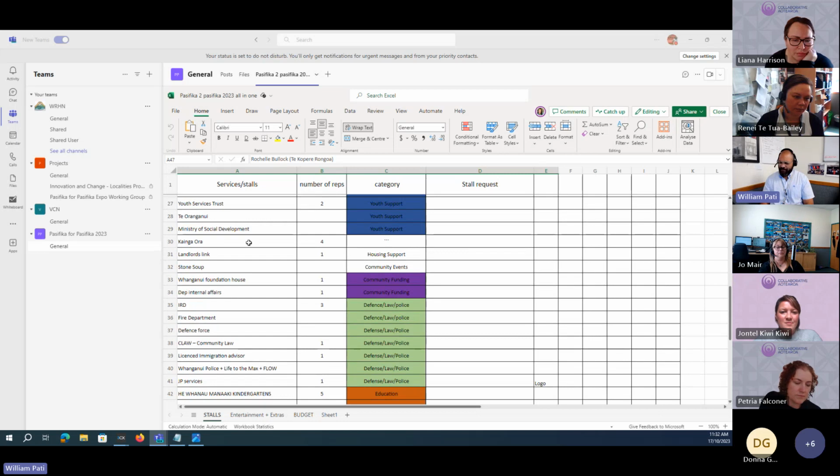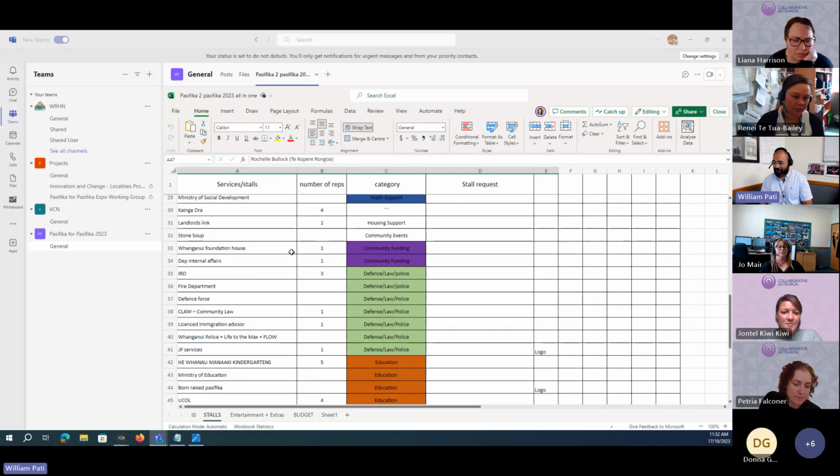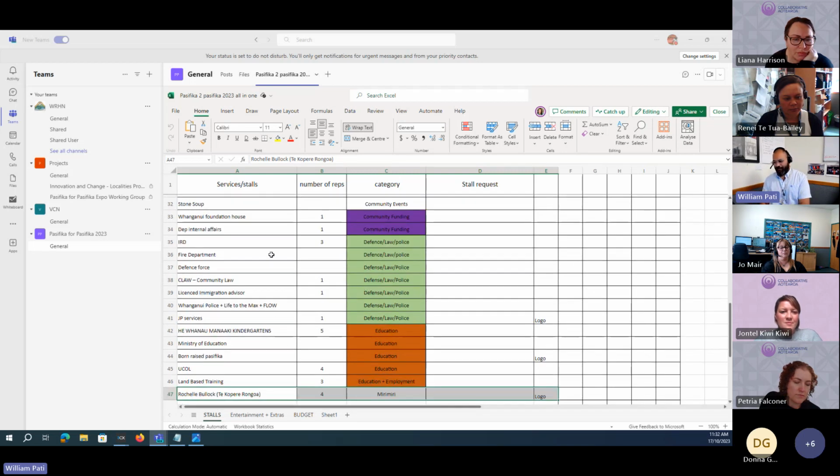Just haven't put these guys in a category just yet. And then we got two of my sort of favorites, the Whanganui Foundation House and the Department of Internal Affairs. They came up to me and said, look, we know that Pasifika love making groups and love making these cultural groups, you know, to share dance and to share food and wisdom and knowledge. And they said, we're going to be there so that the community, if they want help with funding, can come and approach us. The defense, law, and the police, all of them jumped on board. And I'm like, oh, we're going to need a bigger venue now.